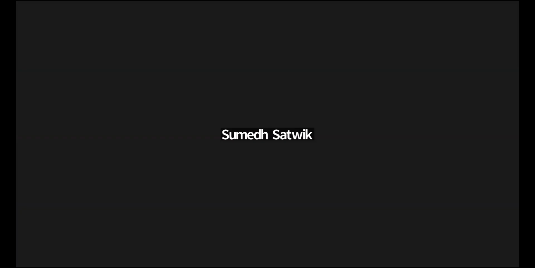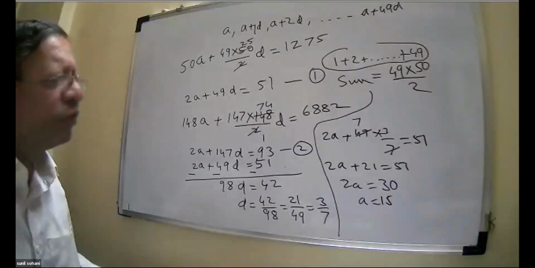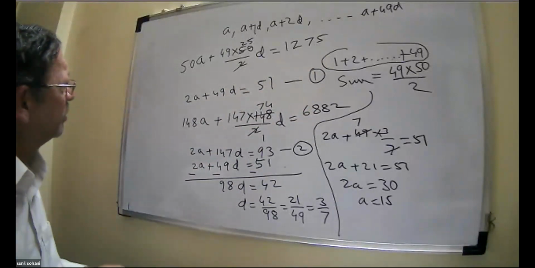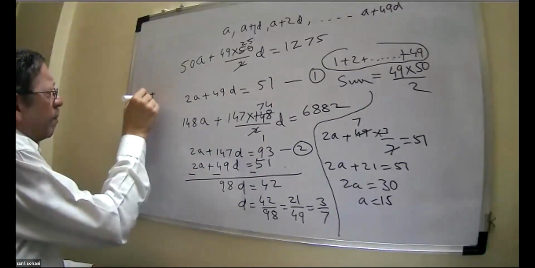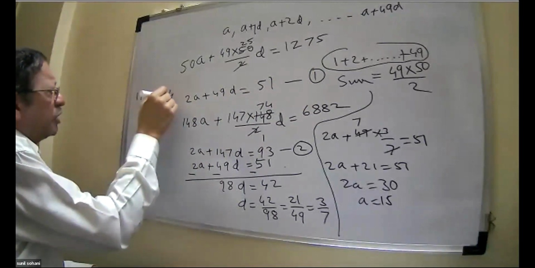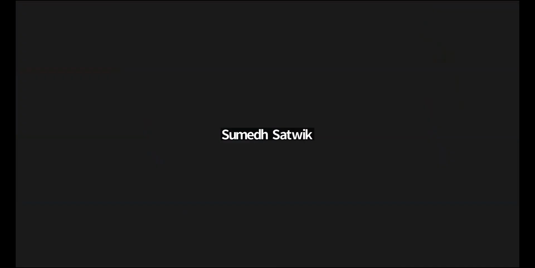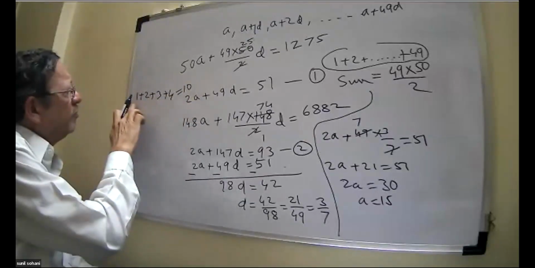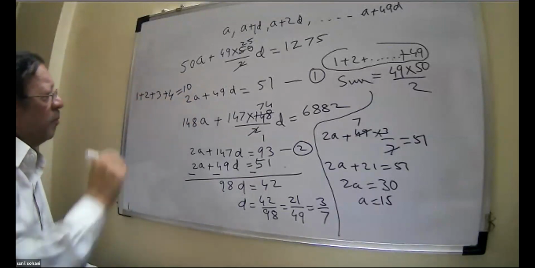Can you tell once again how did you get 49 into 50 by 2? See, I'll show you a very simple live example. Let's say I want to add 1, 2, 3, 4. Can you tell me mentally what is the addition? 10. Because we had a limited number to add, we can easily add and say the answer.